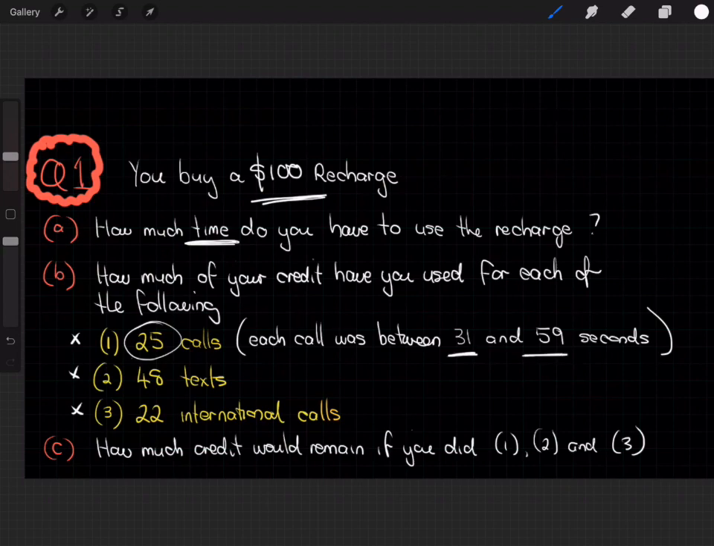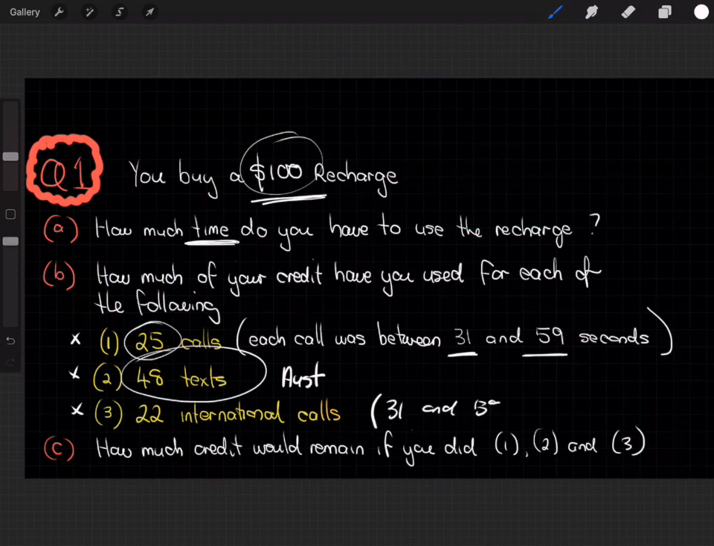So how much money did you actually end up spending making those phone calls, and therefore how much credit did you use? How much credit did you use if you actually sent 48 texts, and that, by the way, they're Australian local texts? And thirdly, how much credit did you use if you made 22 international phone calls, and they are also between 31 and 59 seconds long, okay?